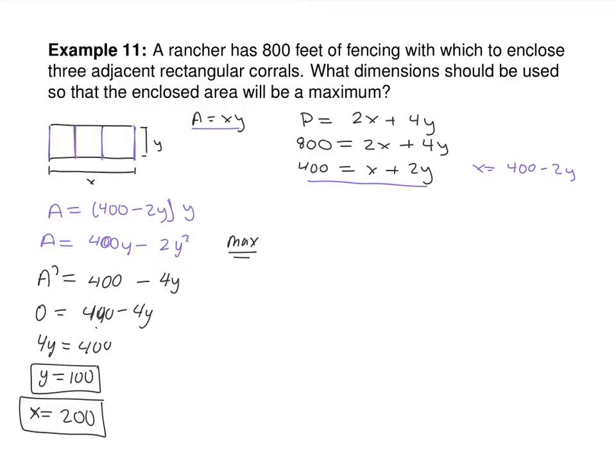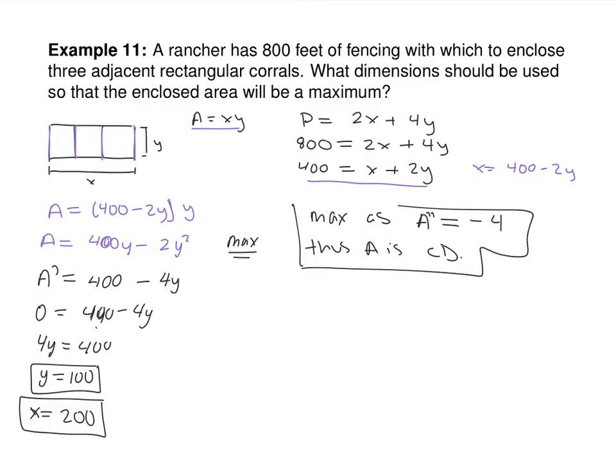Let's just make sure that that's a max. It's a max as A double prime equals -4, right? And that's -4 always. So thus A is concave down. For the quiz, are you going to want us to justify? It says so in the directions on all of them.